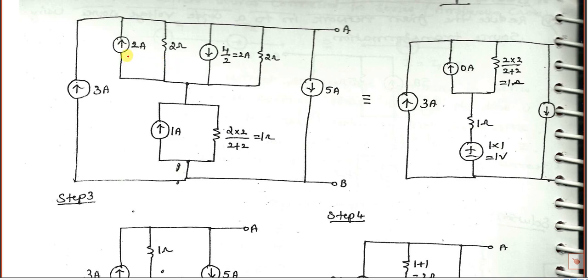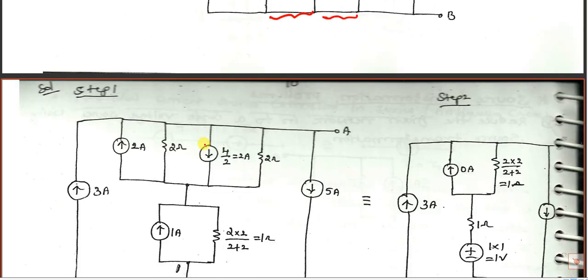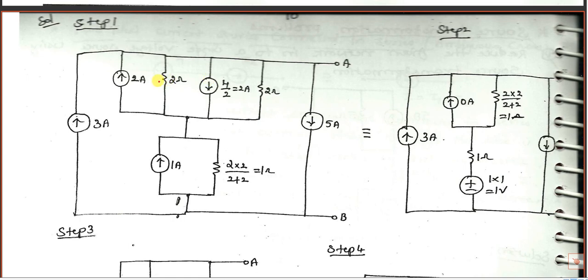And now this current, 2 amps is going upwards, 2 amps is coming downwards, and 2 ohms are in parallel. 2 ohms in parallel is 1 ohm. Net current: 2 amps going upwards, 2 amps going down. 2 minus 2 is 0. So you can write 0 current here. Net current is 0. 0 current means actually it is infinity, open circuit. We can just ignore this and we can consider this 2 and 2 are in parallel. Now 2 in parallel is 1 ohm.